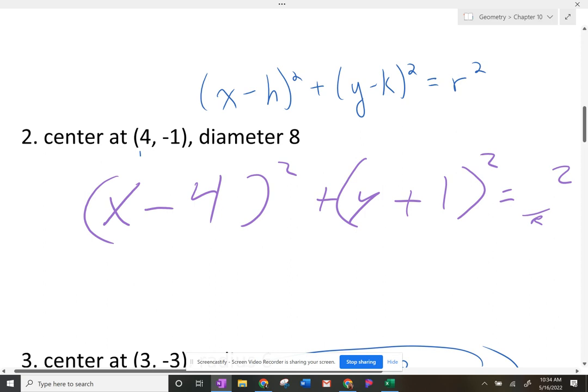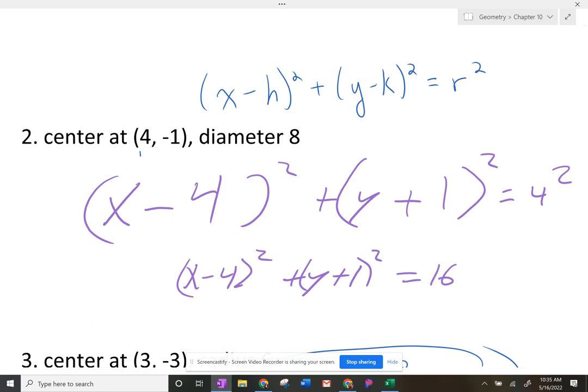Did they give me the radius? They give me the diameter. How do you find the radius from the diameter? Divided by 2. So what's the radius? 4. So when it comes time for you to answer this question, all you would write would be x minus 4 squared plus y plus 1 squared equals 16. It's just a matter of plugging that stuff in. We're not going to have to do quadratic equation. You have to solve that other stuff for right now. That's as far as I want you to go.